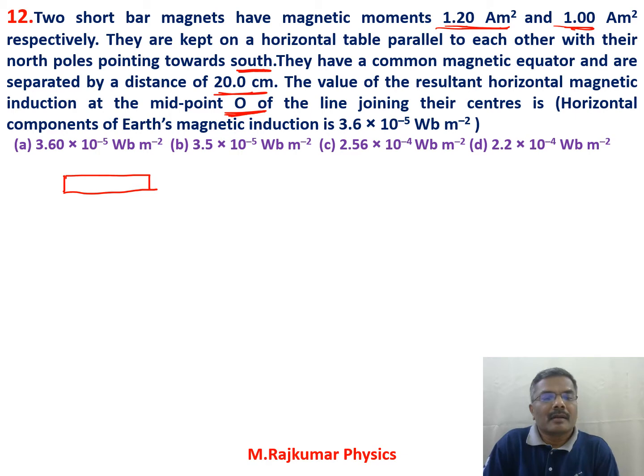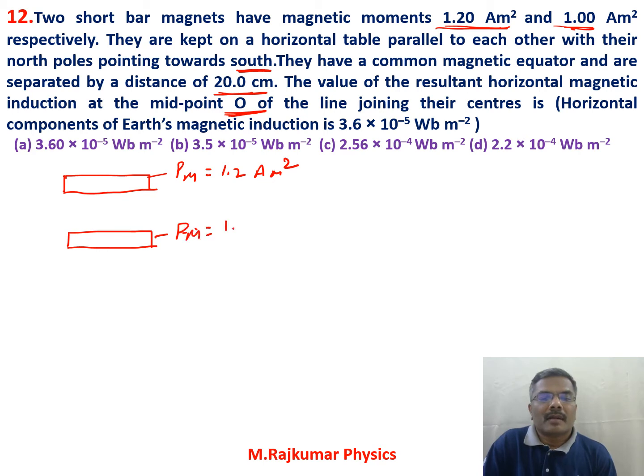Okay, this one, and another bar magnet like this. This one has a magnetic moment of 1.2 ampere meter square, and this one has Pm of 1 ampere meter square. So these are two bar magnets, and the distance between them is 20 centimeter. Okay, so there is an equator line like this.